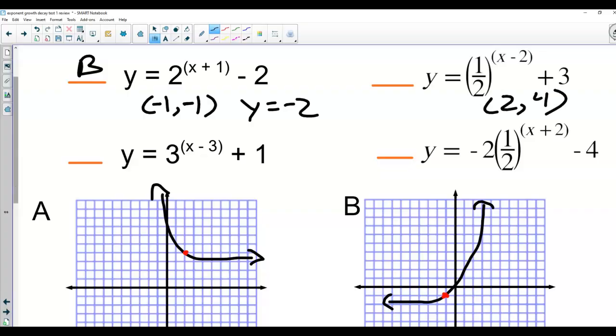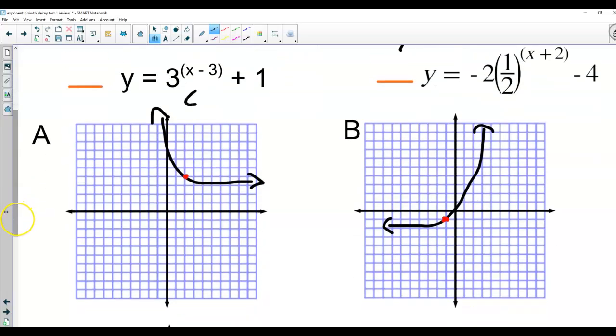2, 4. 2, 4 is A. In addition, my horizontal asymptote is y equals 3. And I should recognize, when this number is bigger than 1, we're going up as x goes to infinity. If this number is less than 1, we're going down as x is going to infinity. That's going to be true every single time. So in this case, A is the answer for this one.